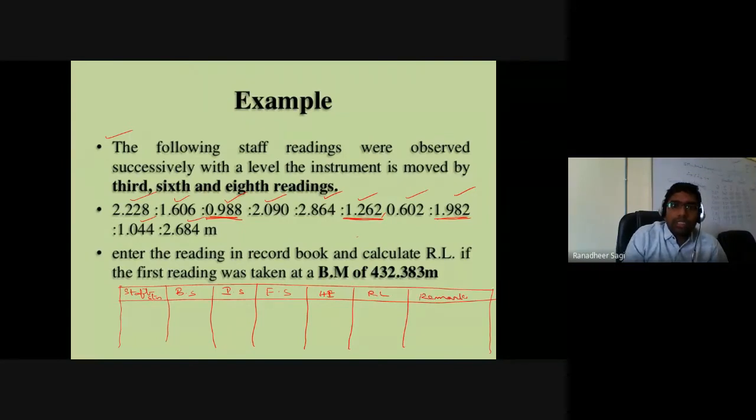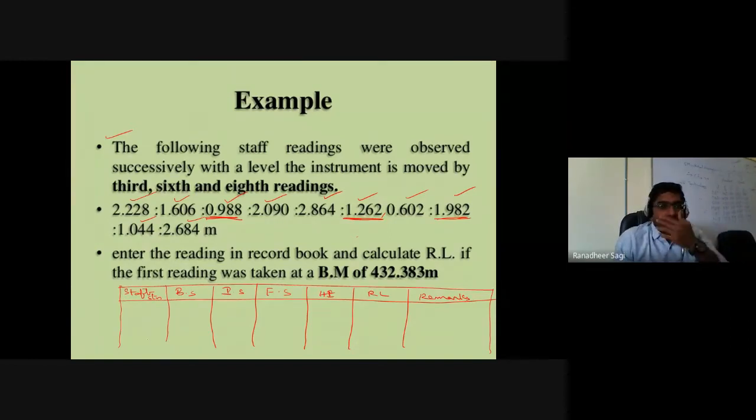Under the remarks, you can note down, okay, if that is the point where you had your benchmark, you can write it as the benchmark point. Or if, with respect to that point, your instrument station position is getting changed, then you can write that down. So whatever remarks you want to make, you can make them under your remarks column.